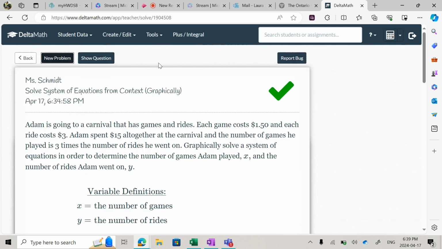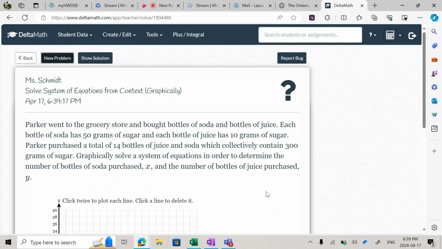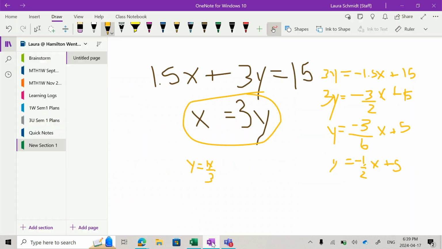So these are tricky. The trickiest part is coming up with the equations. So here you've got another one. This one's grams of sugar and bottles of juice. They're all kind of the same. You're just trying to make 2 equations and then graph them.